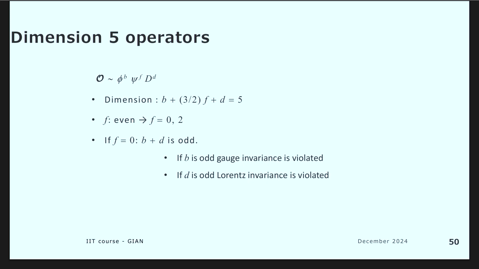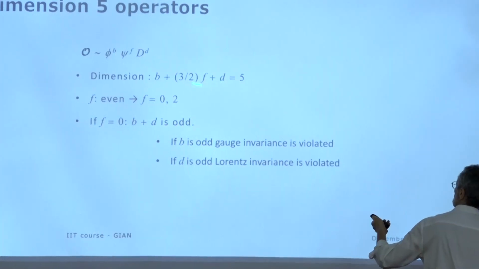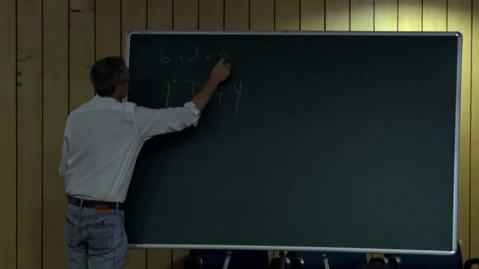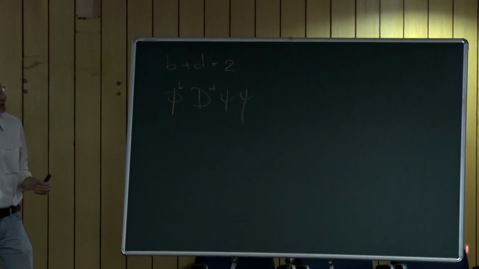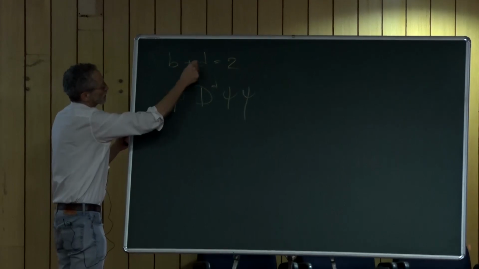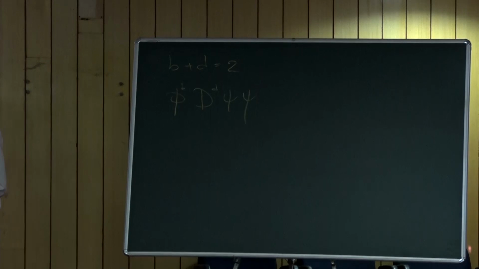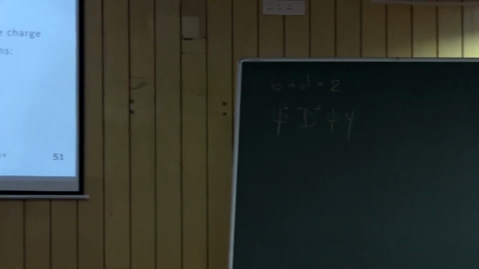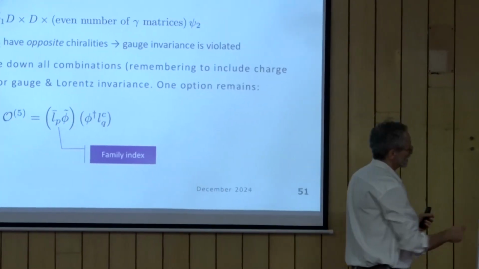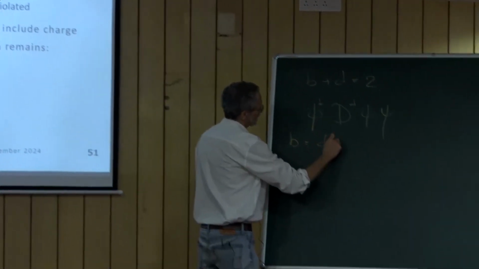So now, because f is equal to 2, b plus d is equal to 2 as well. From this equation, f is equal to 2, b plus d is equal to 2. So there are 3 cases: 2 and 0, 1 and 1, and 0 and 2, sorry. And I'm going to consider them separately. So let's consider the case b equal to d equal to 1.